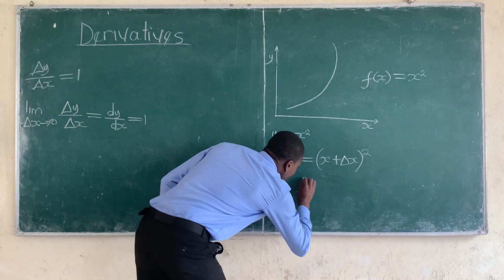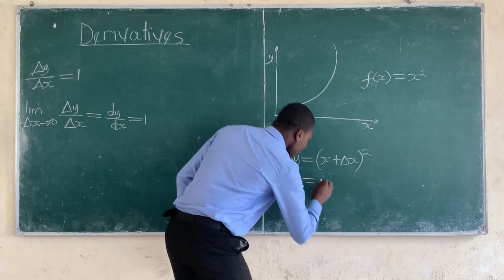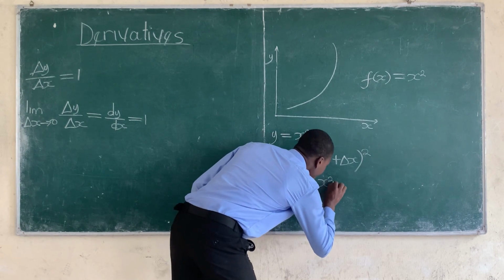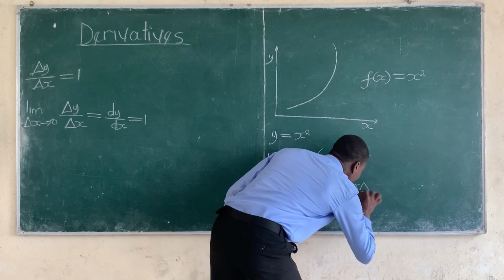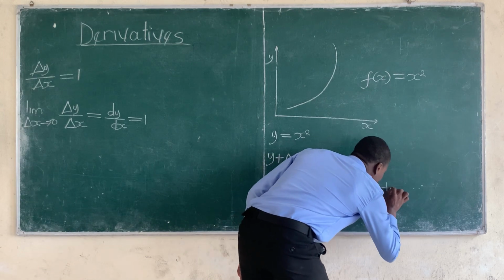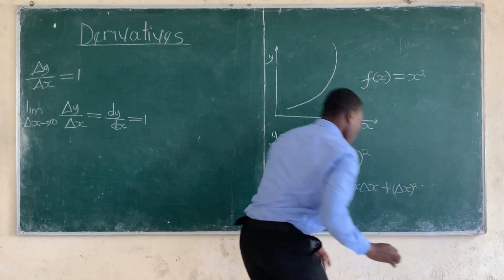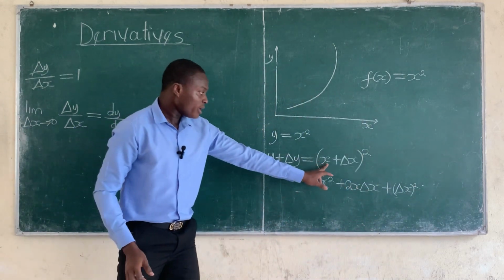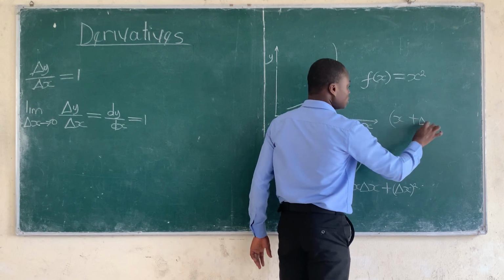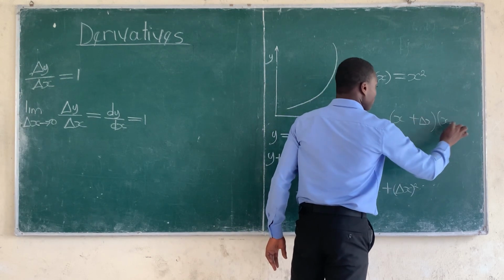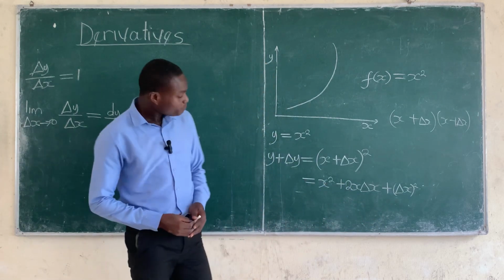Open this bracket, don't forget, just expand this bracket. You are going to have x squared plus 2x change in x plus change in x squared. This is what you are going to have if you expand this bracket. Just expand it, x plus change in x into x plus change in x, and you are going to have this.